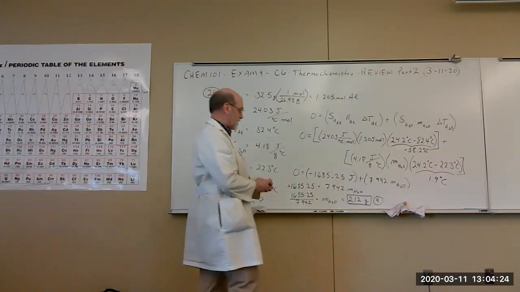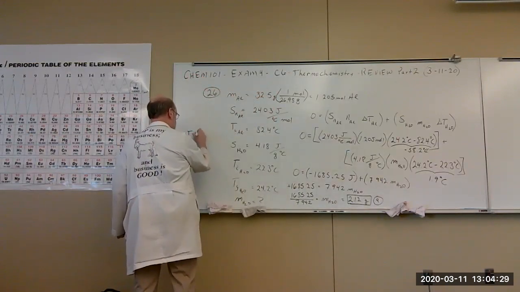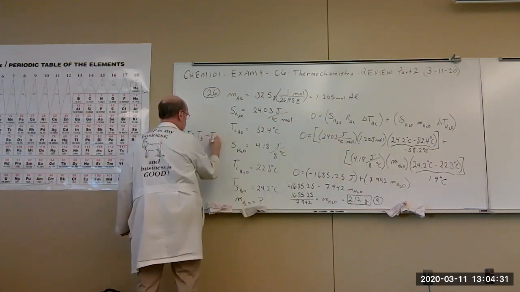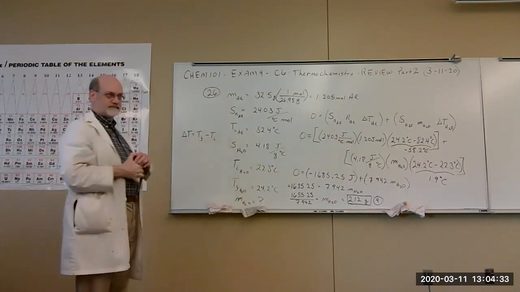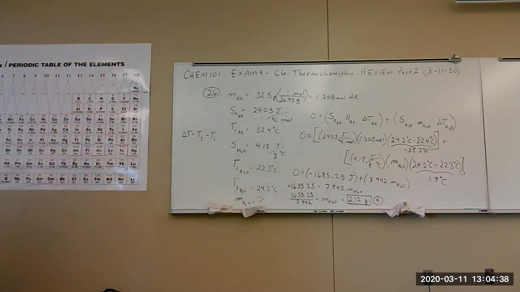So you gotta remember, delta T is always the final minus the initial. That never changes. Okay?